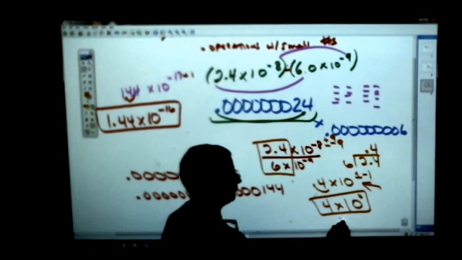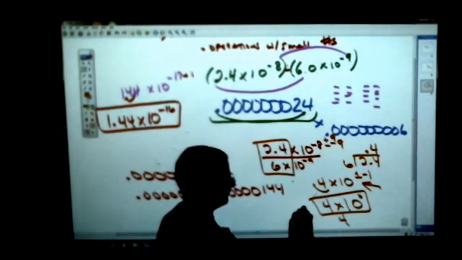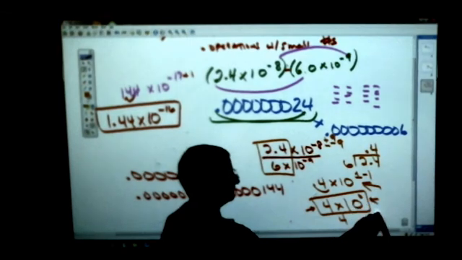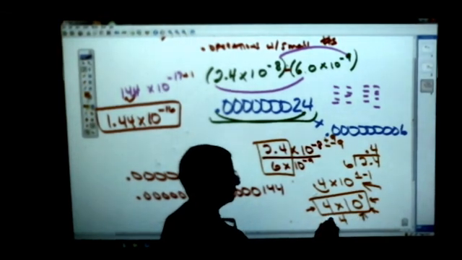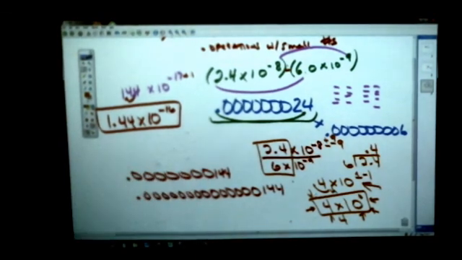Technically, it is just 4, correct? Because 10 to the 0 power is 1. 4 times 1 is 4. But this is how you have to keep it. You can't just remove the 0 part there. So hopefully you can see how scientific notation should make things a little easier for you.